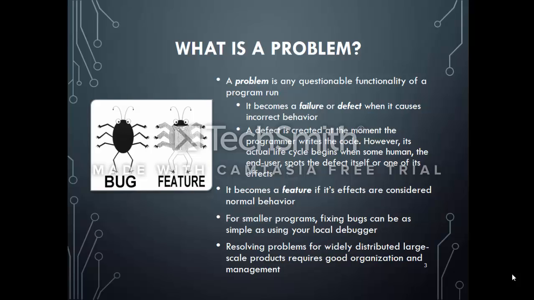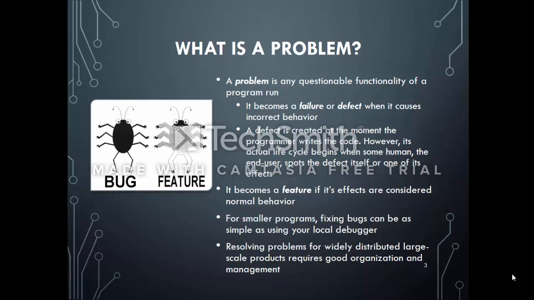A problem with regard to software development is any questionable functionality of a program run. It becomes a failure or defect when it causes incorrect behavior. A defect is created at the moment the programmer writes the appropriate code. However, its actual life cycle begins when some human, usually the end user or some tester, spots the defect itself or one of its effects. It becomes a feature if its effects are considered normal behavior.